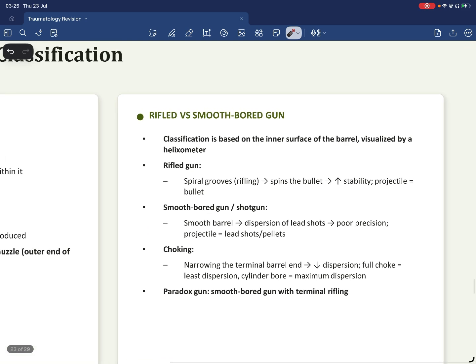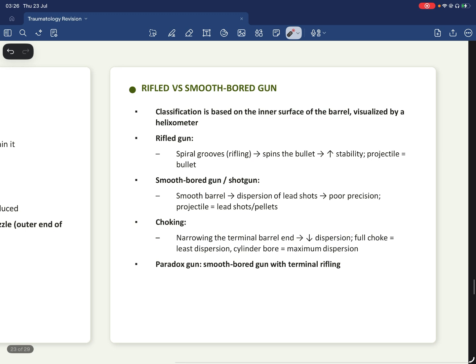Classification is based on the inner surface of the barrel visualized by a helixometer. We have rifle gun, a smooth bore gun. We have choking of a gun and paradox gun. The rifling is the spiral grooves on the barrel. These spin the bullet, increase stability and projectile range.